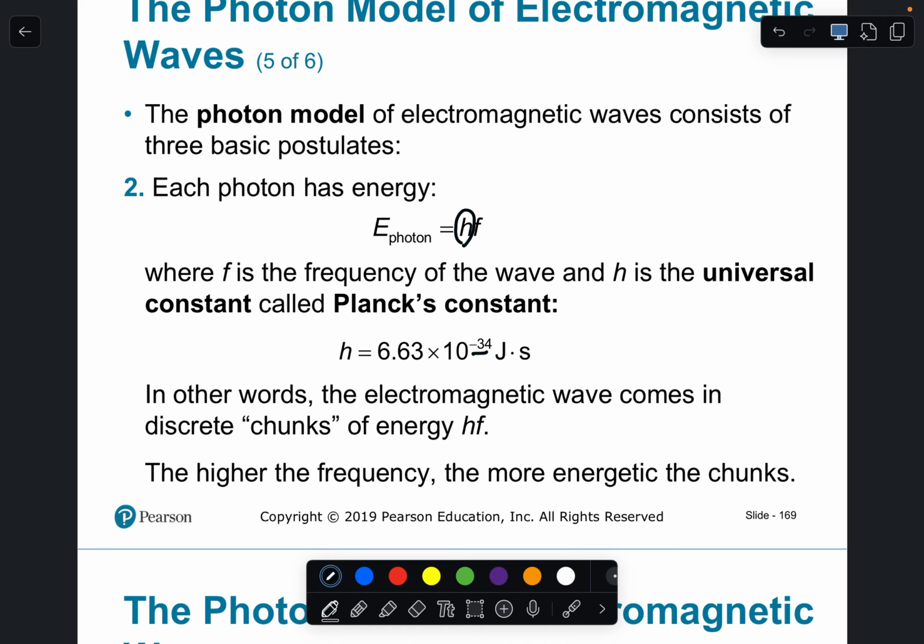So electromagnetic waves only come in discrete chunks of energy, or energy quanta, as we like to call them. Quanta of hf. So we're counting in units of hf. Instead of 1, 2, 3, it's hf, hf, hf, where f can be a different number. We're going to talk about what f is. We're going to look at the spectrum.